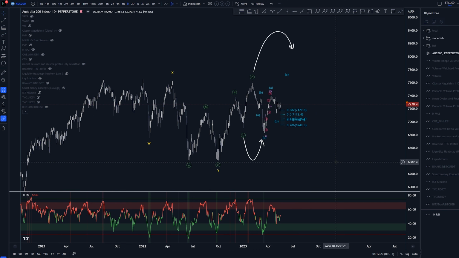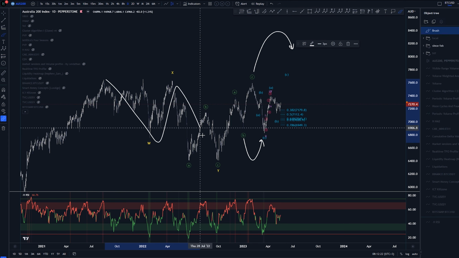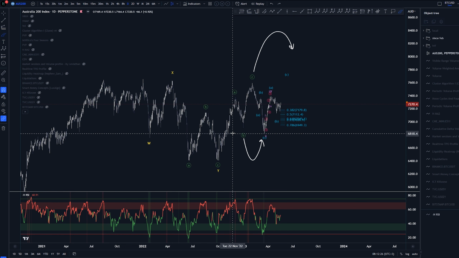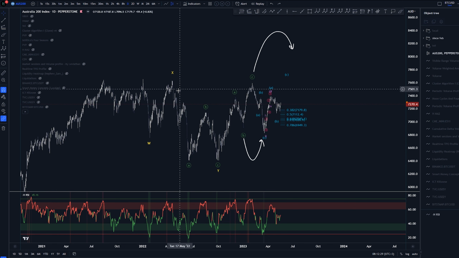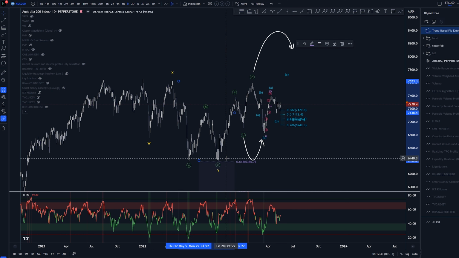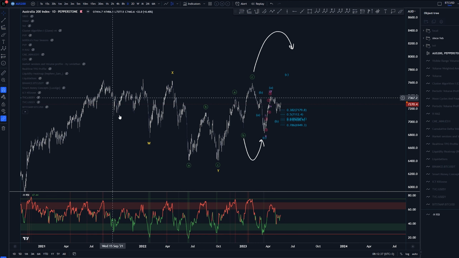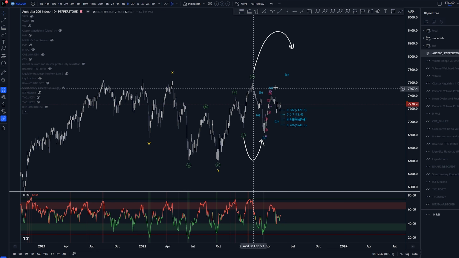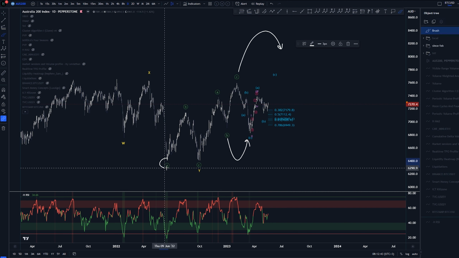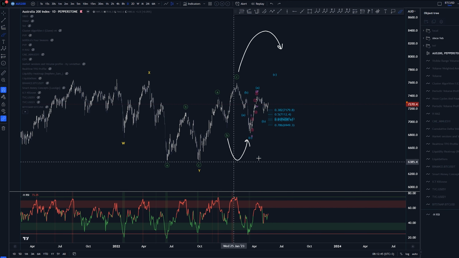The other way of looking at this is that we've had this as a WXY into these lows instead of here. I don't really like this too much. The extension here for the wave C just barely missed the 0.618 as well, and this is the reason that I don't have this as my main. Comparing it to the other counts that we were talking about, the structure ended here, which looks way better.